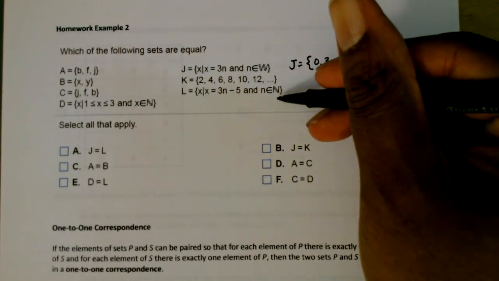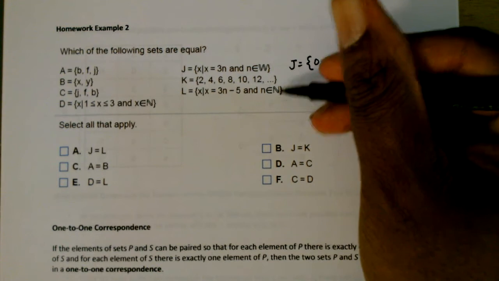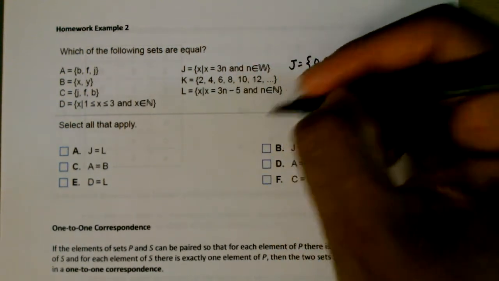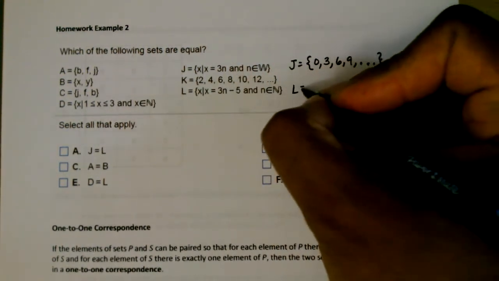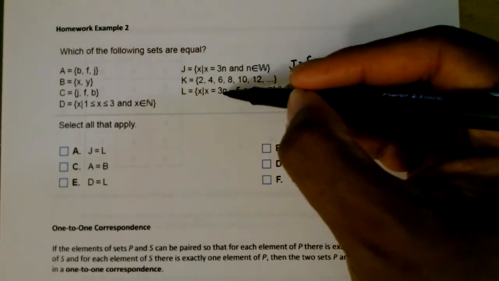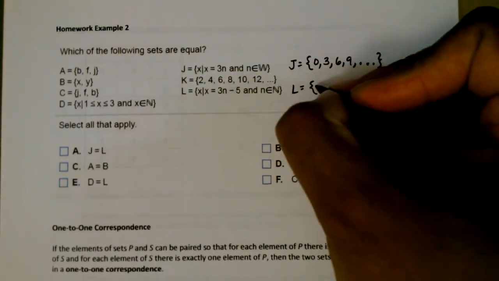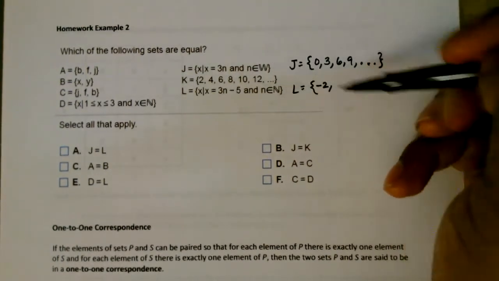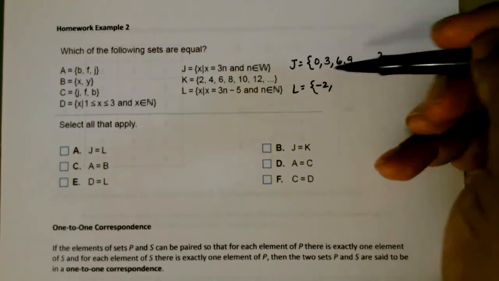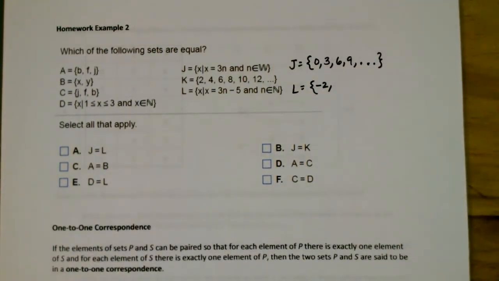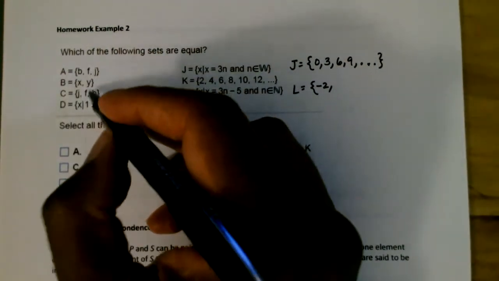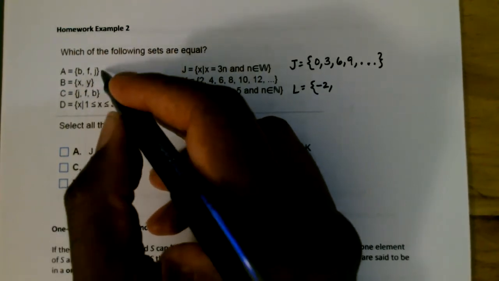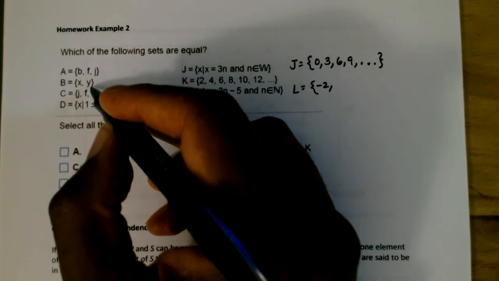The n, which is your natural number, starts with 1. And this is for x equal 3n minus 5. So this will be like 3 times 1, which is 3 minus 5, which is negative 2. Well, already J and L can't be equal because here negative 2 would not be in J. Let's look at A and B. Well, notice A and B are not equal because of the different letters that I have in A as I do in B.